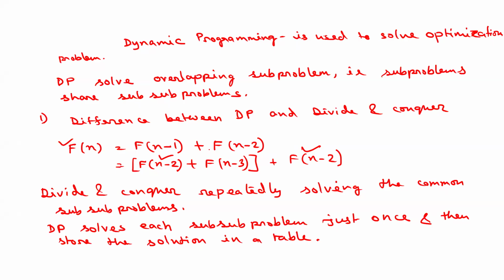Whereas dynamic programming solves each subproblem just a single time, that is just once, and then stores the solution in a table. That is, the answer should be stored in a table. So that means it avoids the work of recomputation. That's why dynamic programming is time saving. So that is each and everything discussed about the dynamic programming.